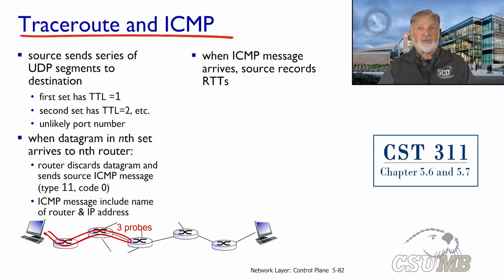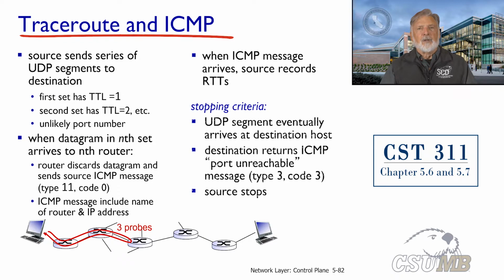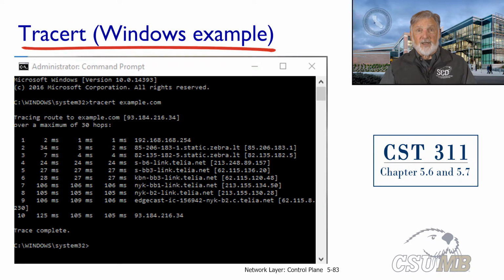When the source receives the router response, the source records the round-trip transit time. When Traceroute reaches the destination host, the behavior changes. This time, the host returns the ICMP message, destination port unreachable, which is type 3, code 3. Note that the Windows command is TRACERT, and it typically uses ICMP instead of UDP, unless a special command switch is used.